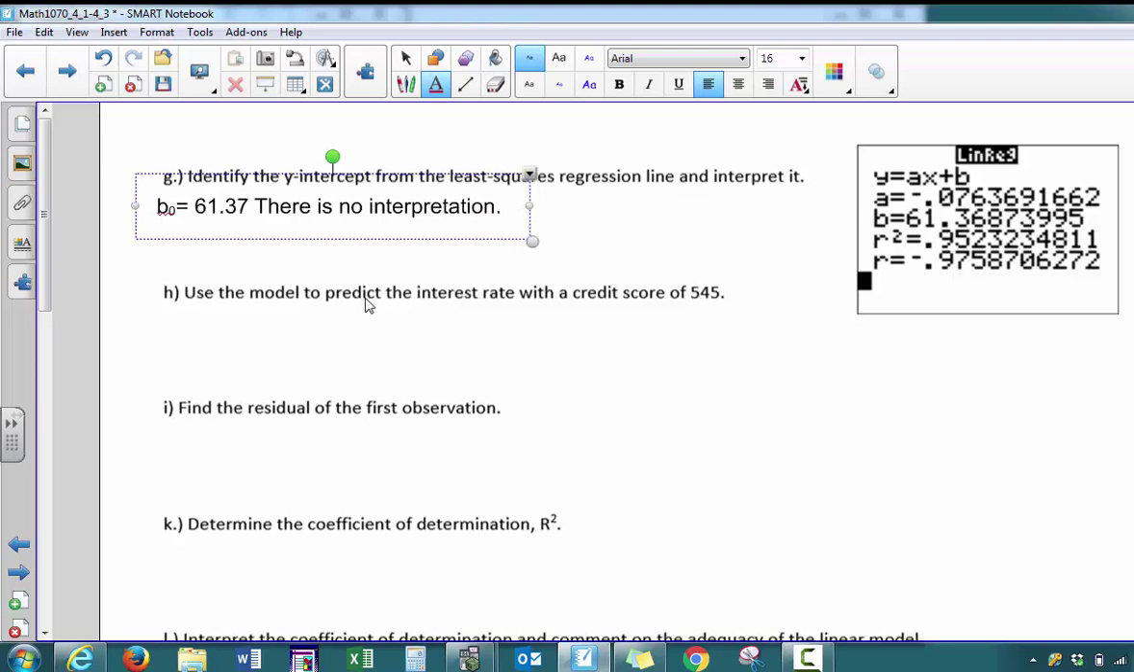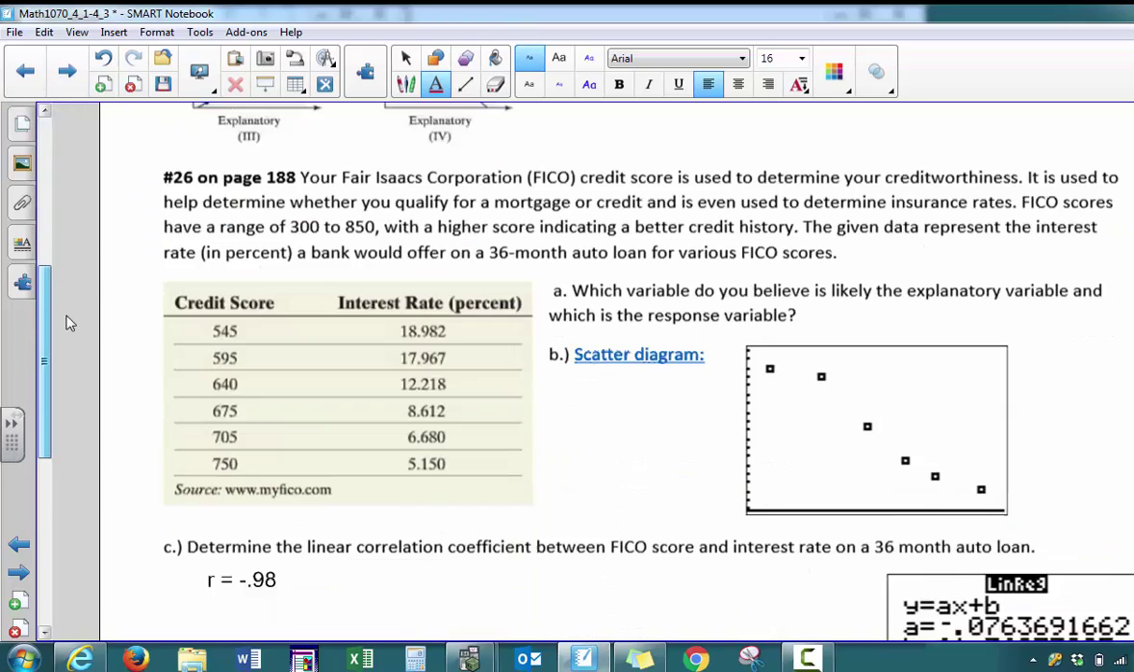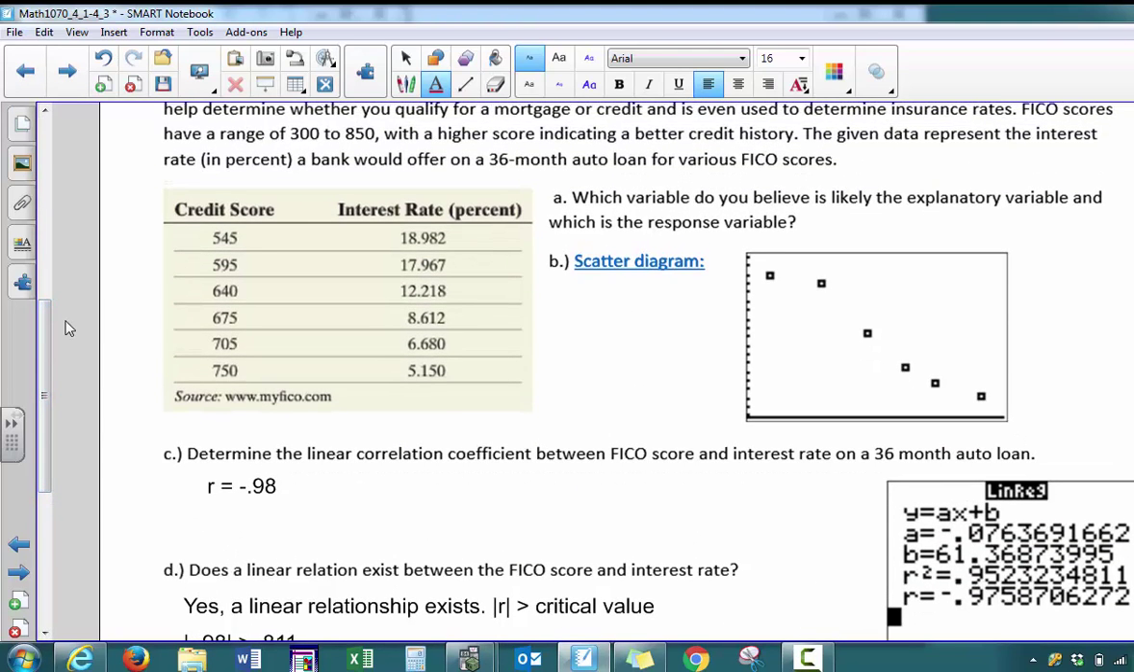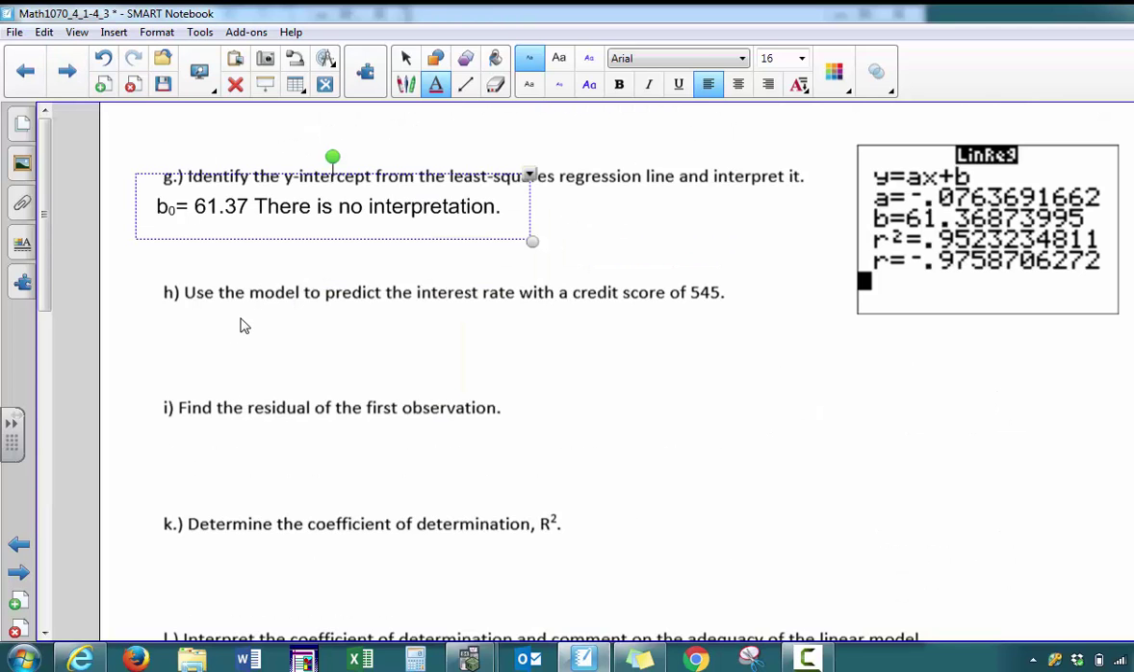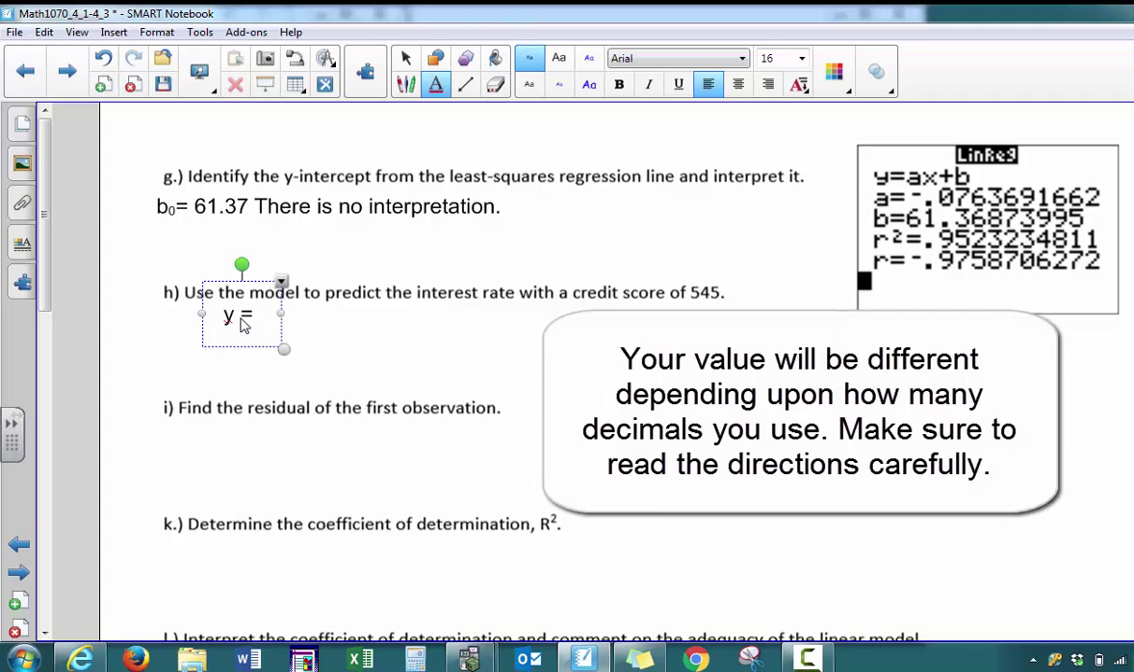Use the model to predict the interest rate with a credit score of 545. So when we're using this equation to make predictions, we need to make sure the value is even in this range. If it's outside the range, being smaller than 545 or larger than 750, that's called extrapolation, and we do not want to use our equation for that. So here, since 545 is reasonable, we're going to take our best fit line and substitute in the value of 545 for x.